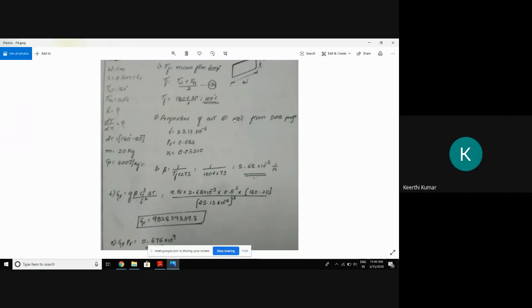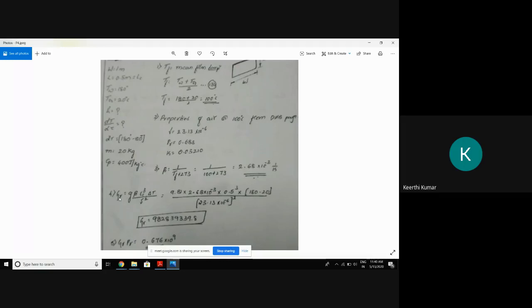Take the properties of air at 100 degrees centigrade from the data handbook. Once you get that, we go for beta. Beta is equal to 1 by (TF plus 273), so don't miss this 273. Then we'll get the beta value as 2.68 into 10 to the power of -3. This is nothing but the bulk mean temperature.